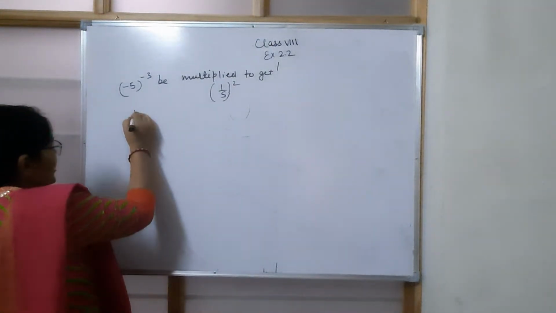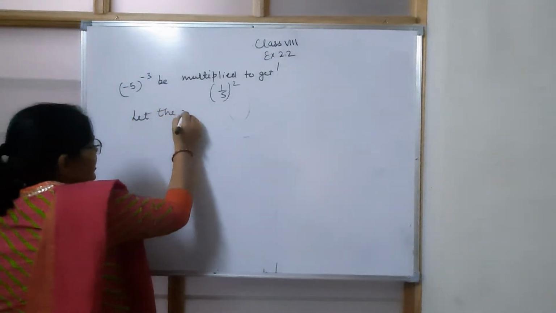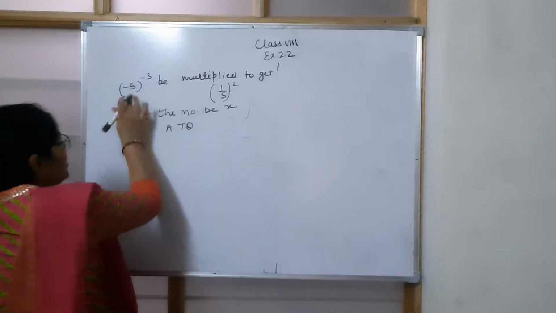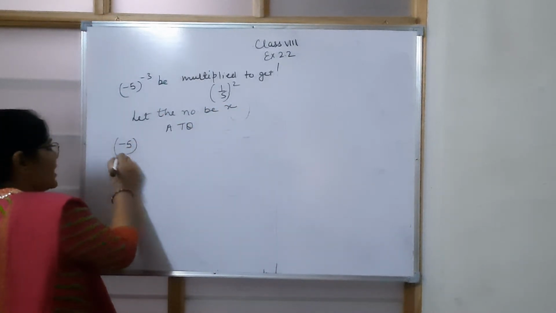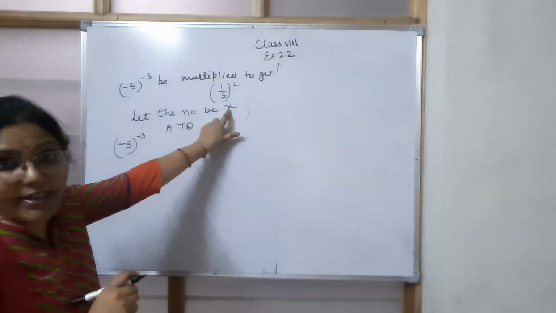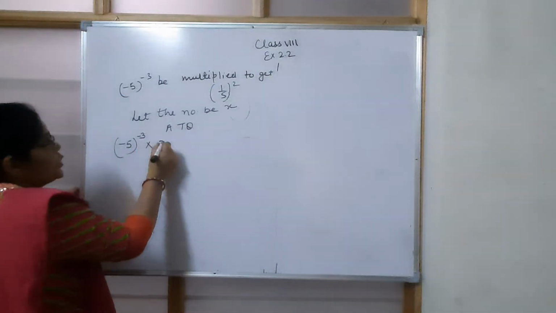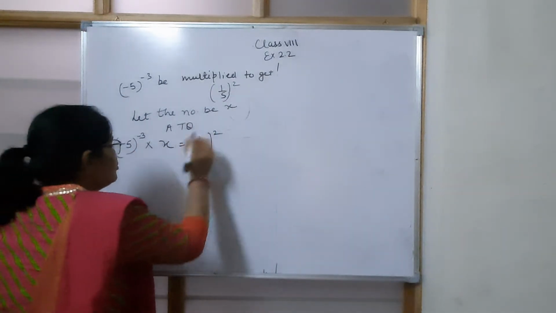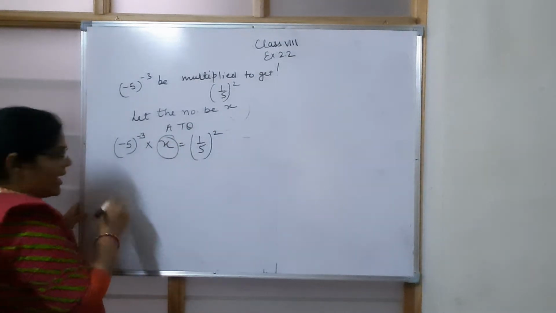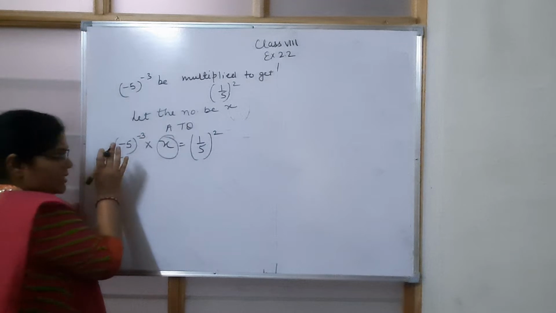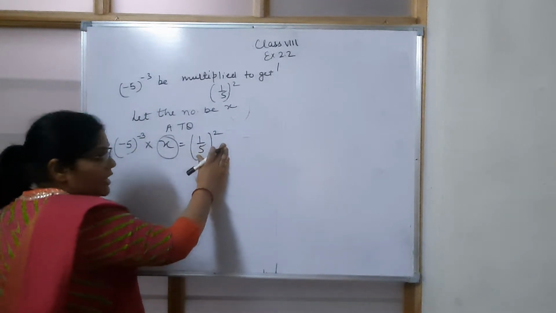So let the number be x. Now what is given in the question? This minus 5 raised to the power minus 3 be multiplied with x, so that the product is 1 upon 5 raised to the power 2. Now we just need to find this x. So this is in multiplication, so it will go in division here.